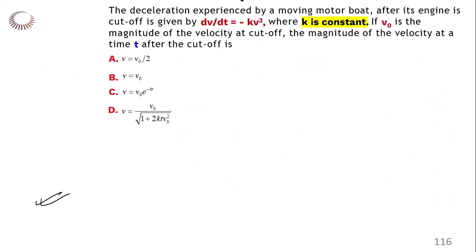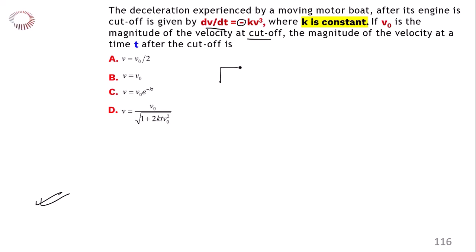The deceleration experienced by a moving motorboat after its engine is cut off is given by dv/dt equals minus kv, where k is a constant, and v naught is the magnitude of the velocity at cutoff. So deceleration has a negative sign.